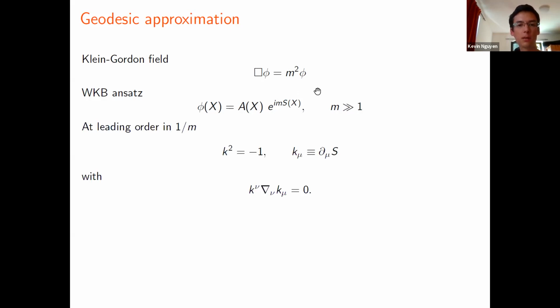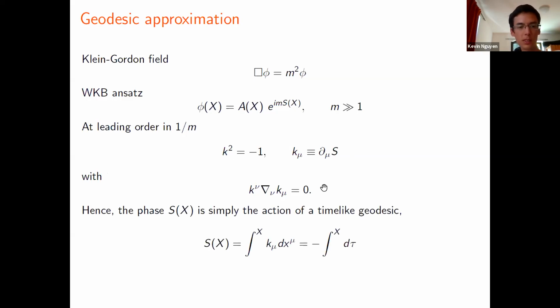So now you plug this in the Klein-Gordon equation, and at leading order in the large mass limit, this is what you find. So first of all, you define the vector k mu as the derivative of this function S. And then the Klein-Gordon equation tells you that k is time-like. And in addition, you can show that this vector k mu satisfies the geodesic equation. So this means that the phase function S is simply the action of a time-like geodesic connecting this point x of interest and the other point, which is an integration constant that you have to fix by boundary conditions.